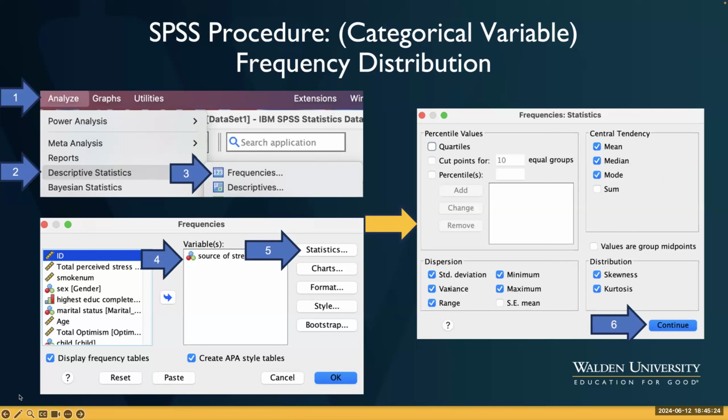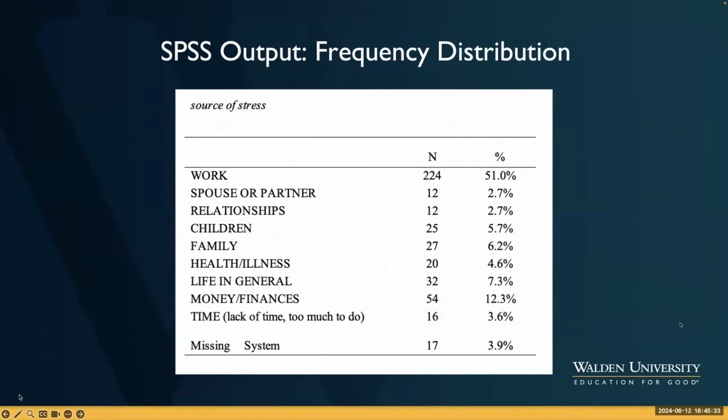standard deviations and variances and ranges. They won't really make any sense. Remember I said, because you can't do mathematical calculations from that. So when we hit continue, but now you see what we get with the frequency distribution. You see all of this information here, and these are the categories. And notice work 224, spouse 12, relationships, etc., etc.